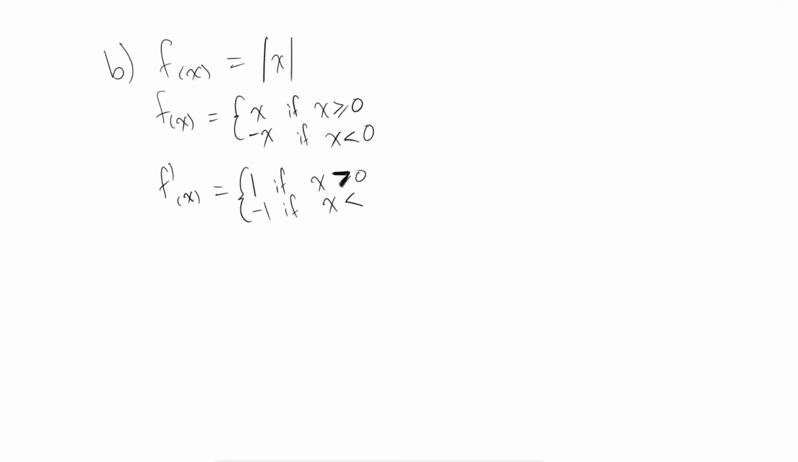And back in 2.1 we talked about this. F prime of 0 does not exist in an absolute value function. It does not exist. Therefore 0 is the only critical number.